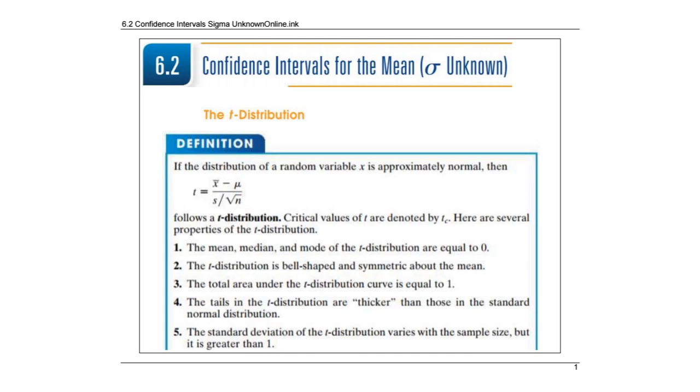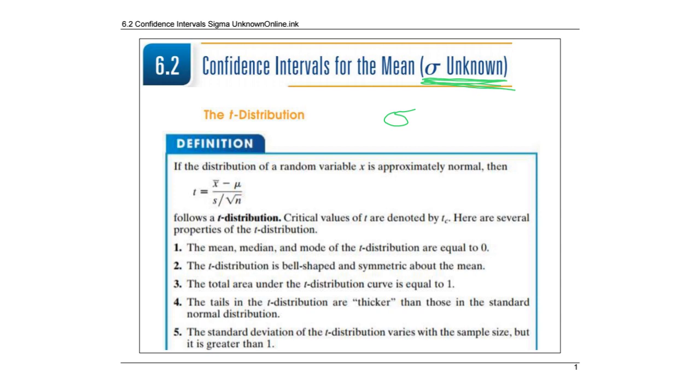So we're going to do section 6.2. This is going to be a lot like 6.1. The difference is in 6.1, our population standard deviation is known, and so they gave us sigma. But this time, for 6.2, the population standard deviation is going to be unknown. So they do not give us the population standard deviation.